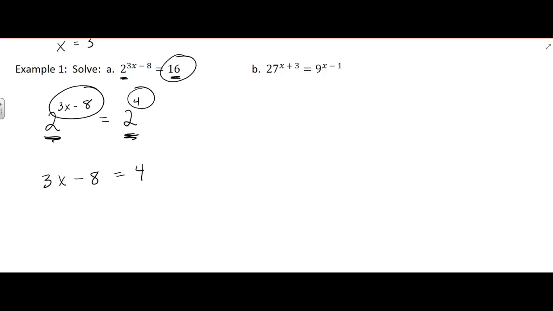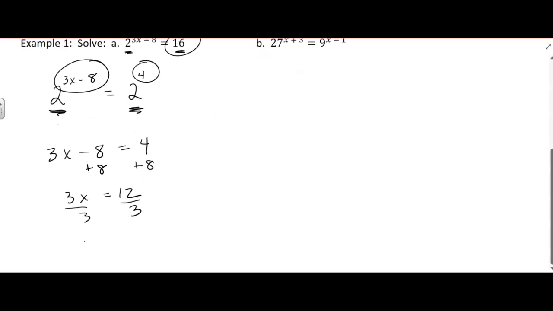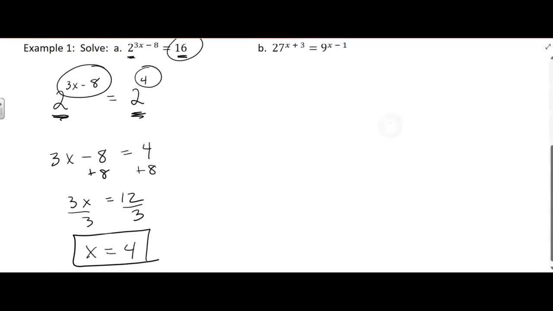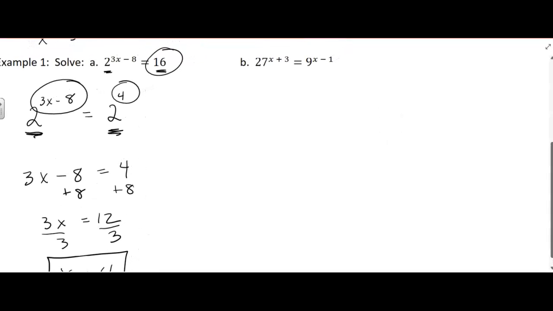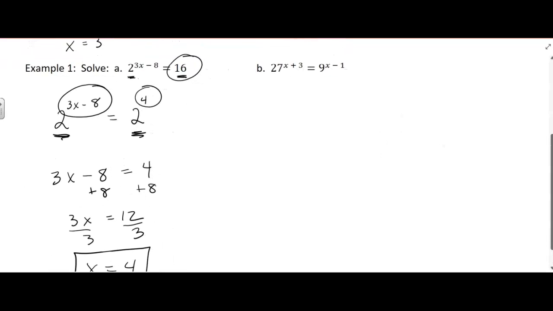That's just a linear equation that I can solve. Add 8 to both sides, so you get 3x equals 12. And then divide both sides by 3. Hopefully these are the fun steps. And you get x equals 4. That's the answer. x equals 4. So these are pretty fun, but sometimes we have to think a little more creatively.